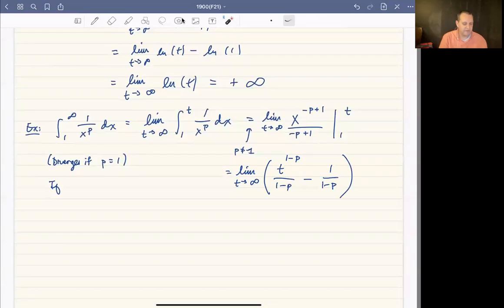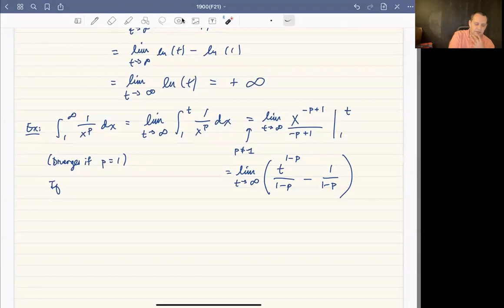And therefore, it's not going to affect the convergence or divergence, right? If this is going to go to infinity, then the whole thing goes to infinity. If this goes to 5, then the whole thing goes to whatever, 5 minus 1 over 1 minus p. And so if this converges, then so does the whole thing. If this diverges, so does the whole thing.